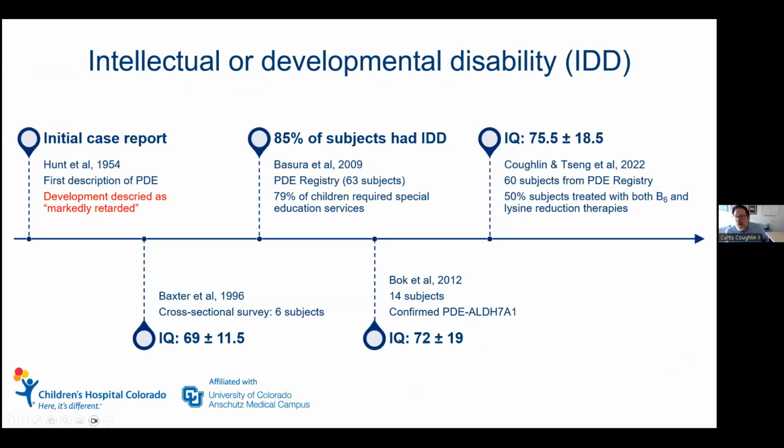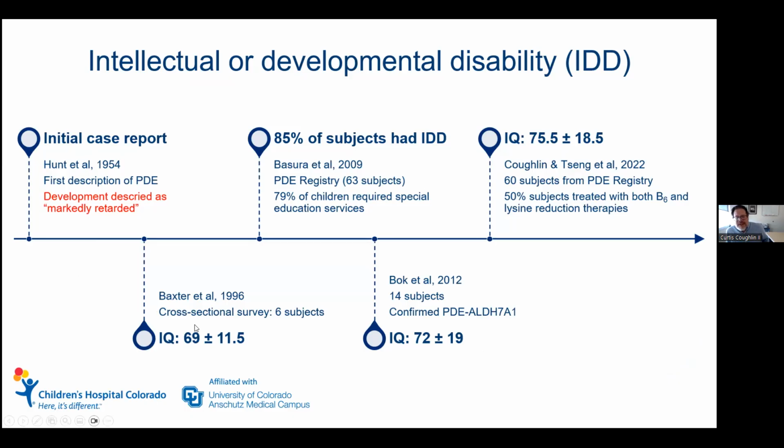Intellectual disability has always been part of this disease, going back to the very first case reported at CHOP in 1954. And you can see that patients have an average IQ somewhere between 70 and 75 in our most recent paper, although I think this is a little better because we started to do some treatments.